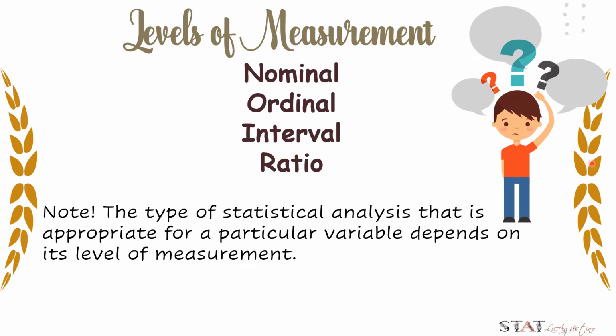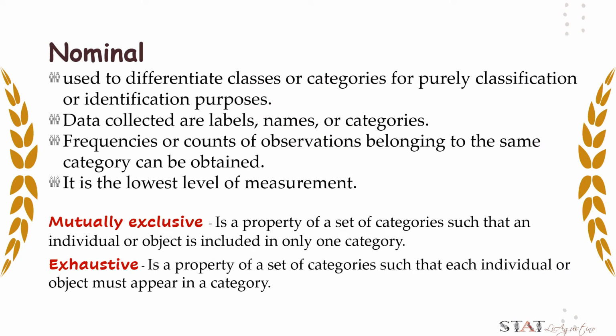So this is nominal, ordinal, interval, and then ratio level of measurement. Let's review what is nominal. When you say nominal level, it is used to differentiate classes or categories for purely classification or identification purposes. For example, your names, labels, categories, your gender, your year level. So that is your category, that is the nominal level of measurement.